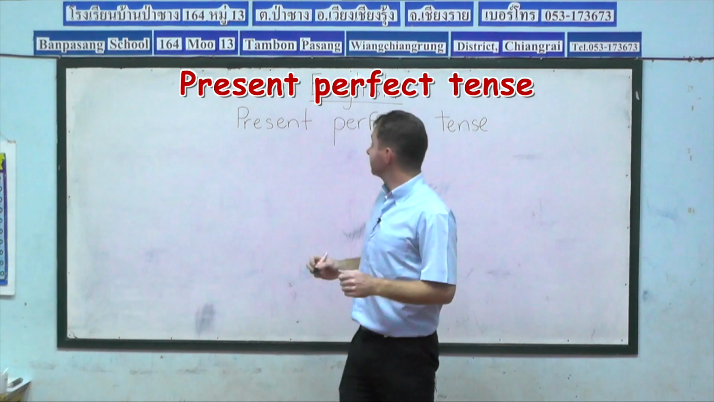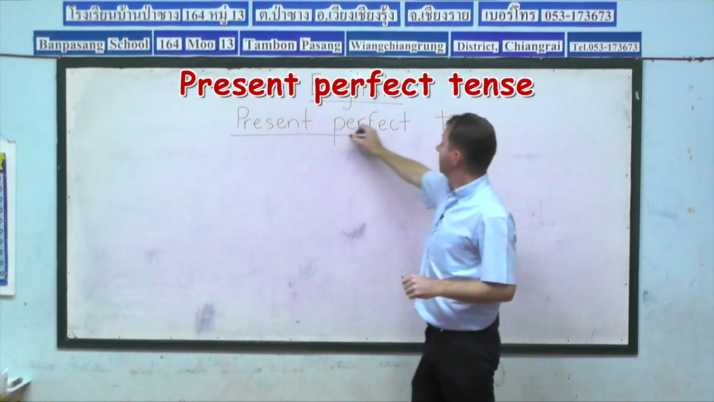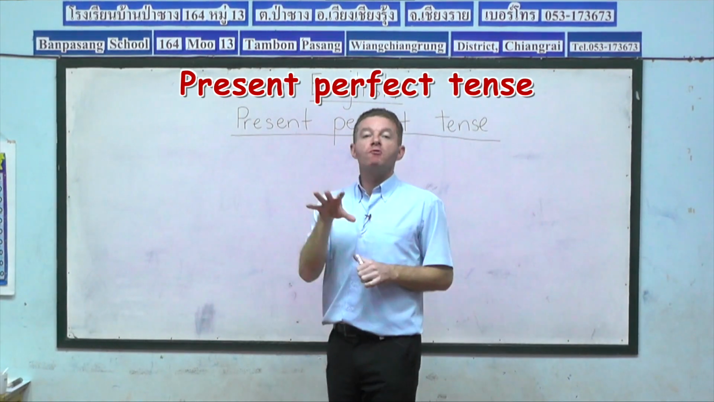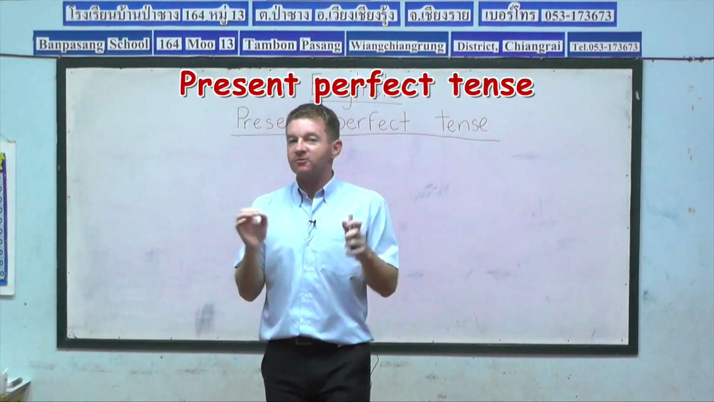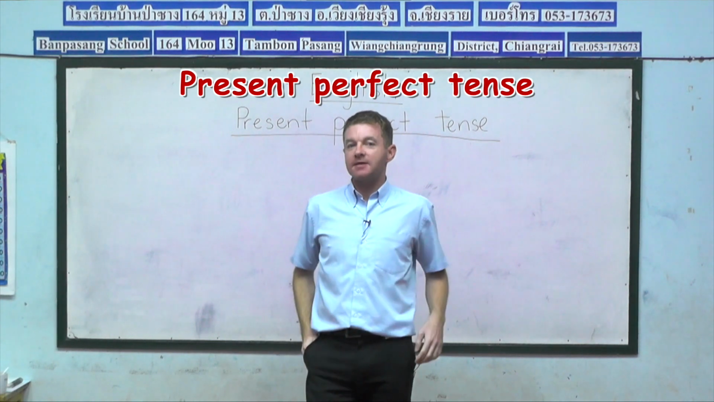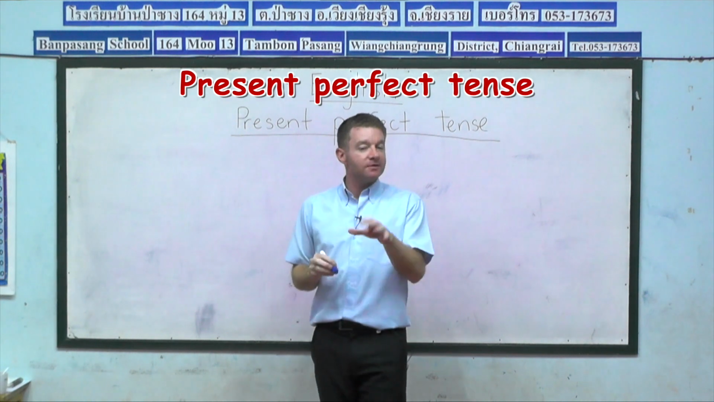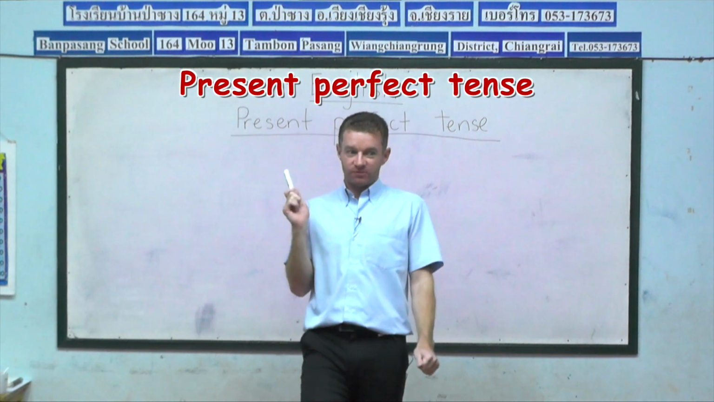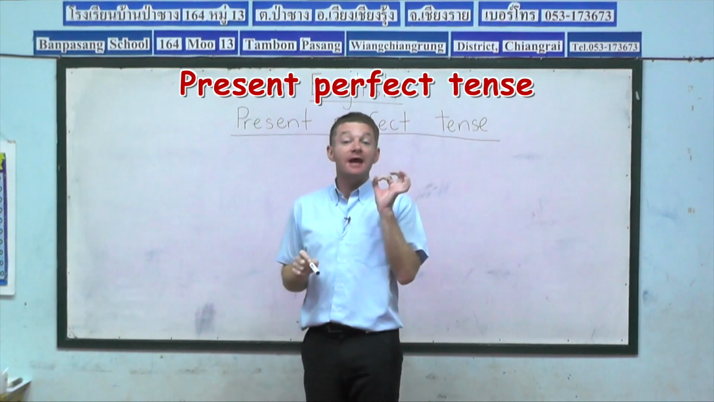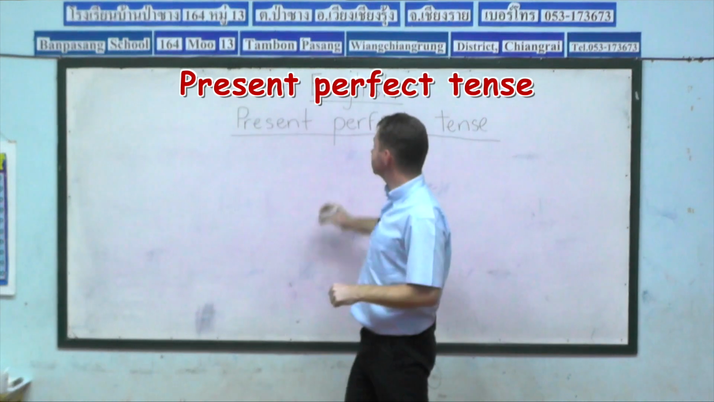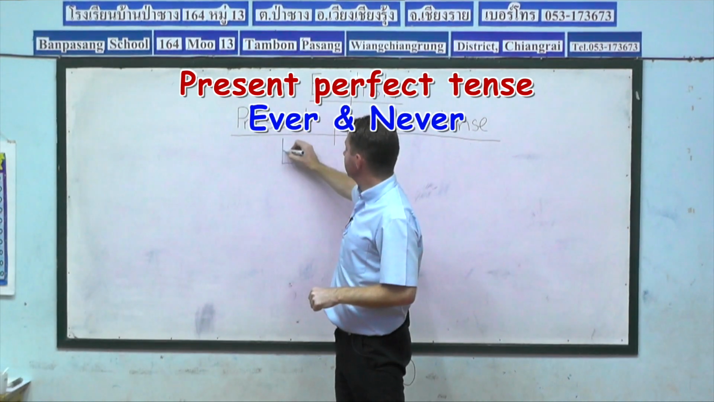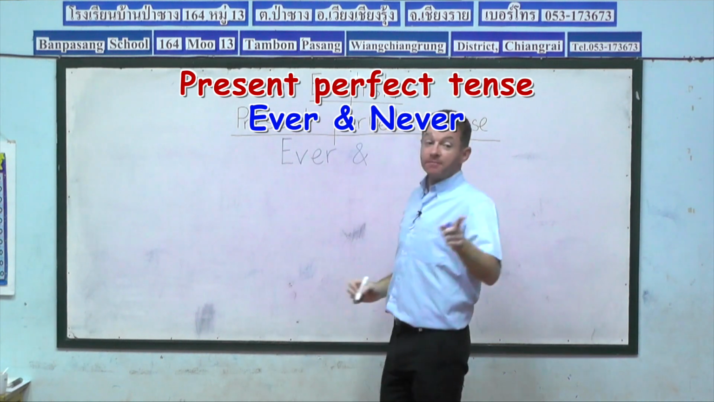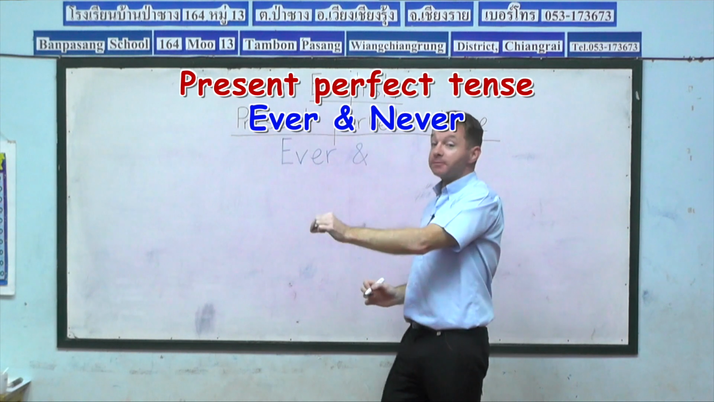So let's say this phrase together, guys. Present, perfect, tense. Okay. And recently, we've learned how to use two specific words in the present perfect tense. Can anybody remember what these words were? I'll give you a clue. The first one begins with H. Have you ever? Well done, guys. Ever. E-V-E-R. And that was the word we used to describe the question.